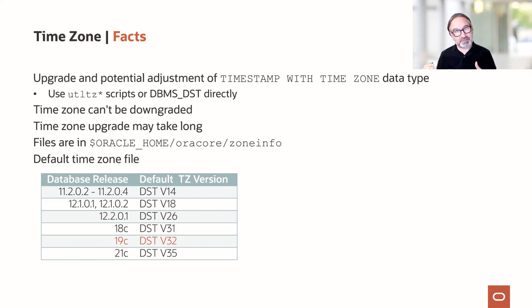The source is higher in this case when you downgrade, and the version you're downgrading to must have the same time zone patch in the home before you trigger the downgrade. The time zone files with all the definitions will be in Oracle Home, oracore/zoneinfo. There you can find all the time zone files.